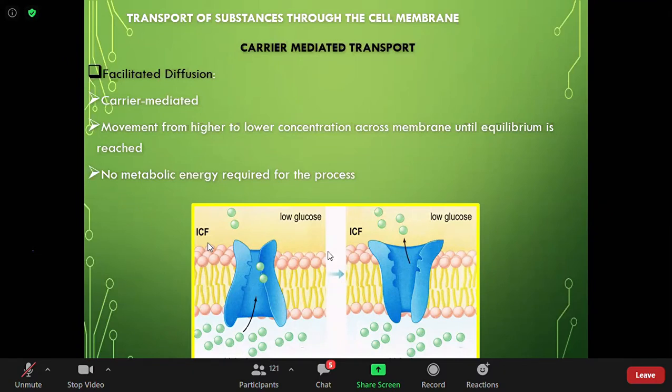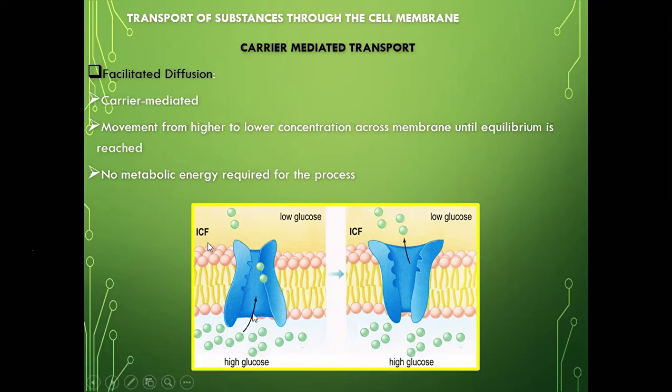Okay, we'll continue. For example, high glucose. No metabolic energy is required for the process of facilitated diffusion.